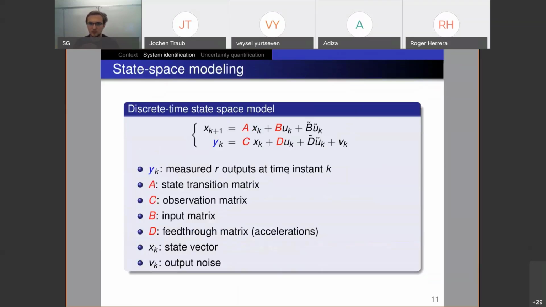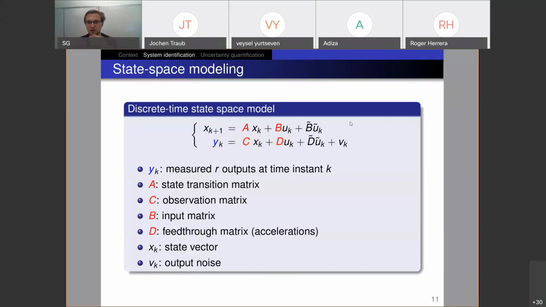Here we see a discrete-time state space model, which consists of two equations. First is the state equation, which models the dynamic evolution of the states, denoted here x_k. Those states relate to some physical properties of our system, which are displacements and velocities. The second equation, the output equation, records the data, the responses at sensor positions.